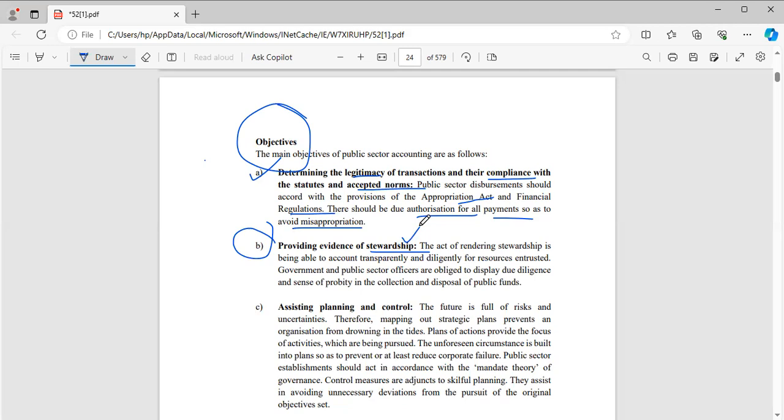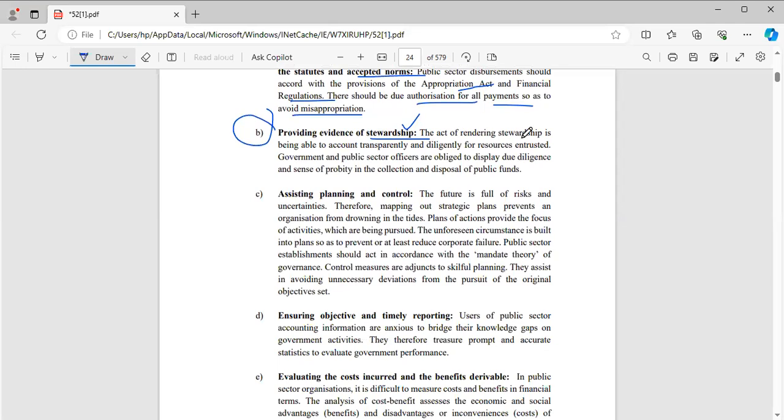When you do your job, you report to that boss. It means that you are offering what we call stewardship to the boss. Now let us read what I can state. I can say that the act of rendering stewardship is being able to account transparently and diligently for resources entrusted. That's what I'm trying to say.